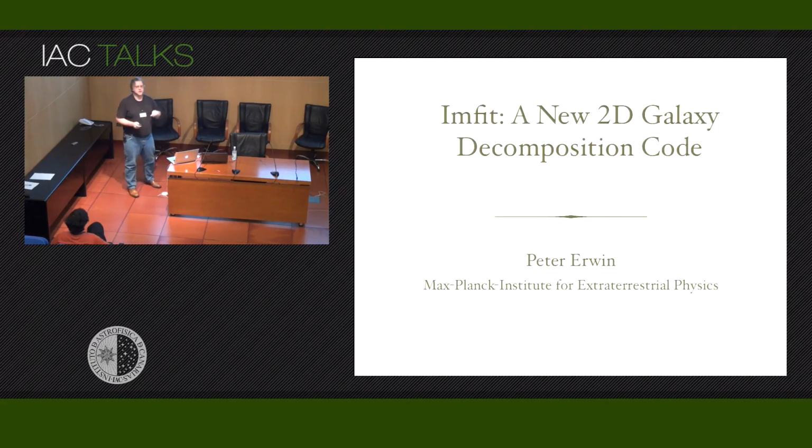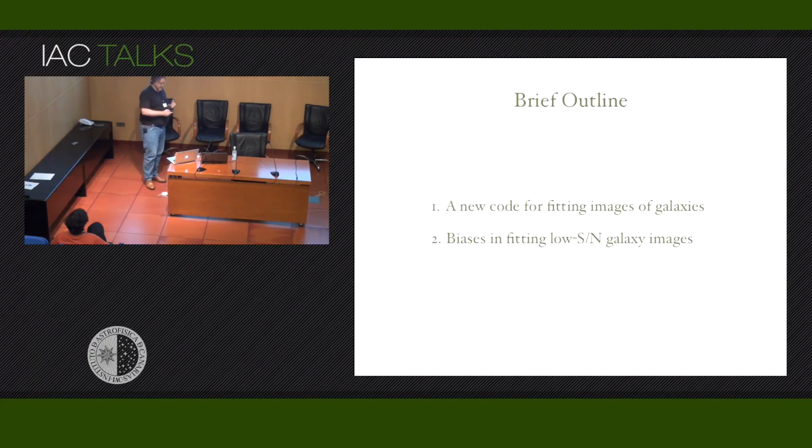This is a software tool for use in analyzing images of galaxies. It's a new code for doing what's called galaxy decomposition. There are basically two parts to the talk. One is talking about the code itself, and the other is a little bit at the end talking about fitting low signal-to-noise images of galaxies and biases that can result when you do this sort of fitting, depending on the statistical approach you take.